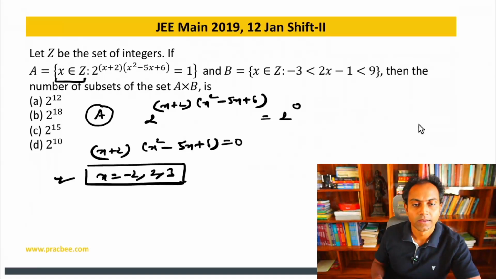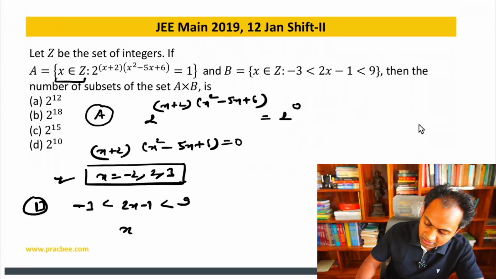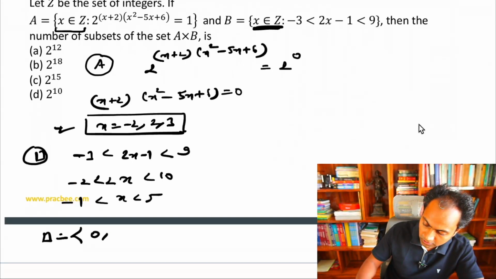If I move towards the B part or B set of the question, they have given us a simple inequality where 2x minus 1 lies between minus 3 and 9. You can see that 2x will become between minus 2 and 10, and x will be nothing but between minus 1 and 5. You can see that if x is an integer, as written here, the possible values in this set B would be nothing but 0, 1, 2, 3 and 4.